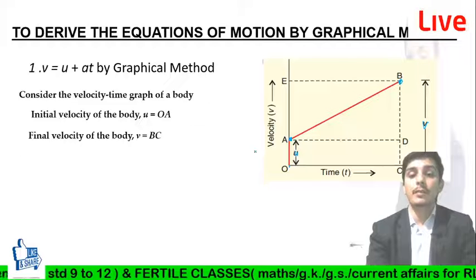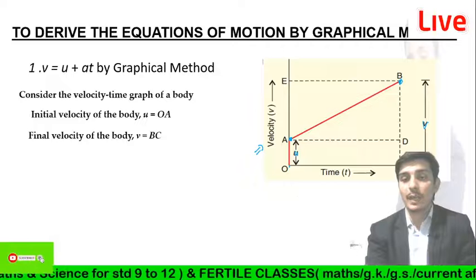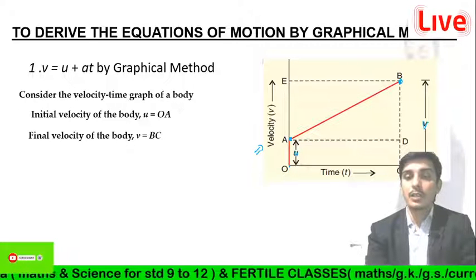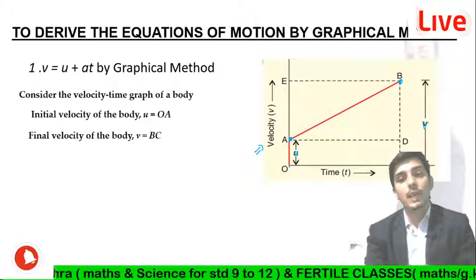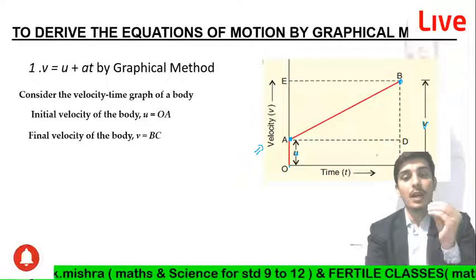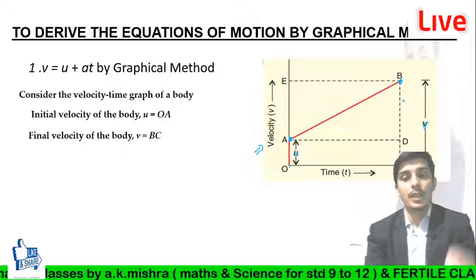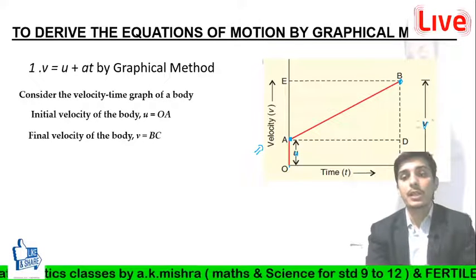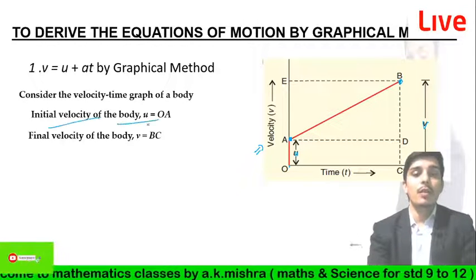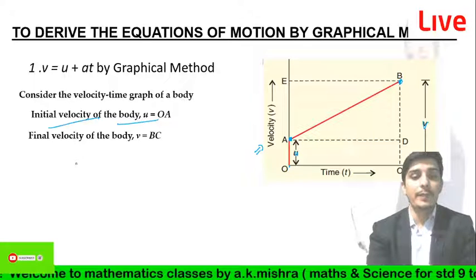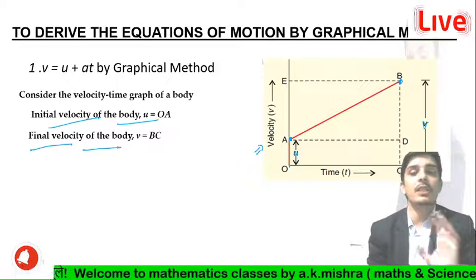So this is the velocity time graph, and at starting the object is in motion. The initial velocity of that object is u, and the final velocity after time t is v. So the initial velocity of the body u equals OA, and the final velocity of the object v equals BC. This is very simple, right?